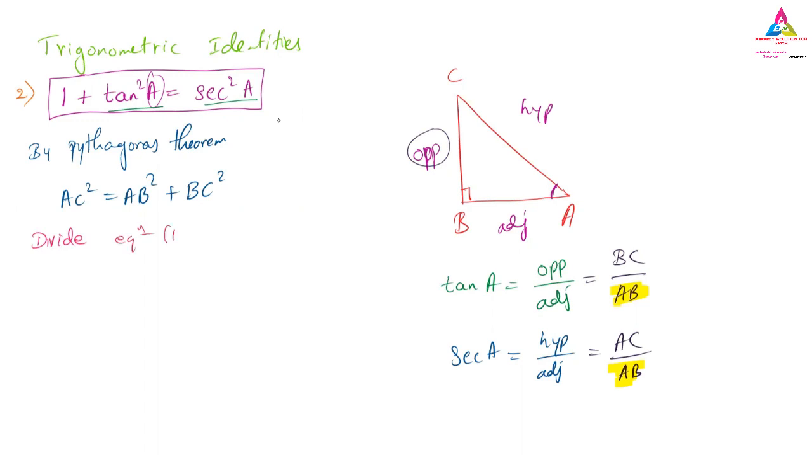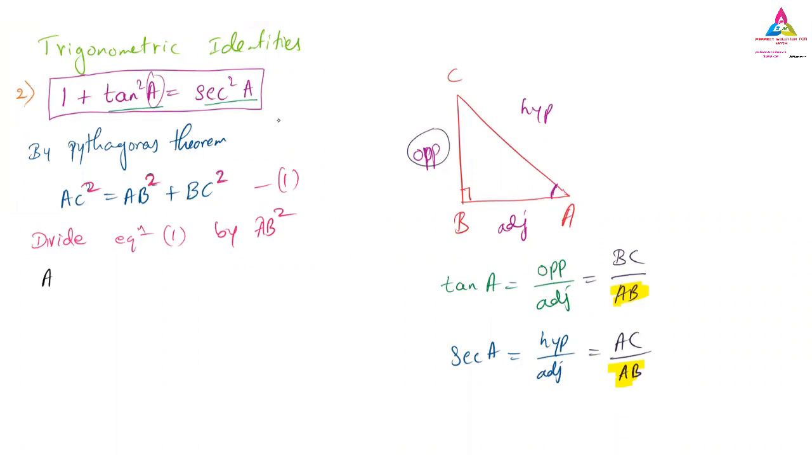Equation 1 by AB square. We have to divide by AB square. Why do we have to divide by AB square? Because here we already have squares in it, so we have to divide by AB square, because the square can be taken common.